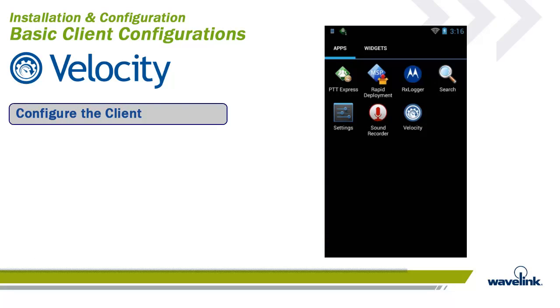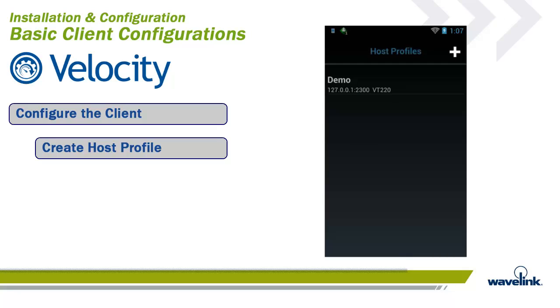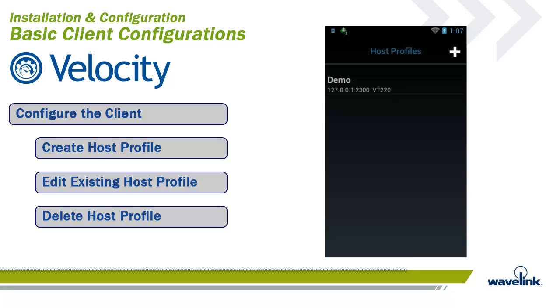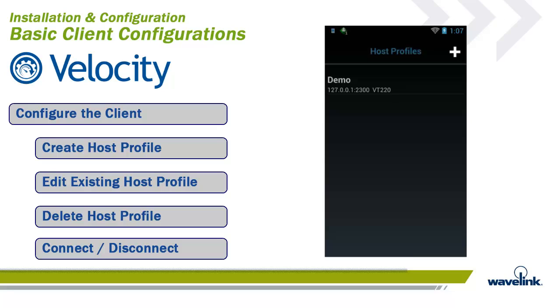Once the Velocity client has been installed, the Velocity icon will appear on the desktop. When you are ready to connect and/or configure the client, just tap on the Velocity icon. There is some configuration that needs to be done to actually use the Velocity client. This section will discuss how to create new host profiles and give them the minimum connectivity settings to get started, how to edit existing host profiles, how to delete host profiles, and lastly, how to connect and disconnect host profile sessions. More advanced settings will be discussed in the Advanced Client Tools module of the Velocity training course.